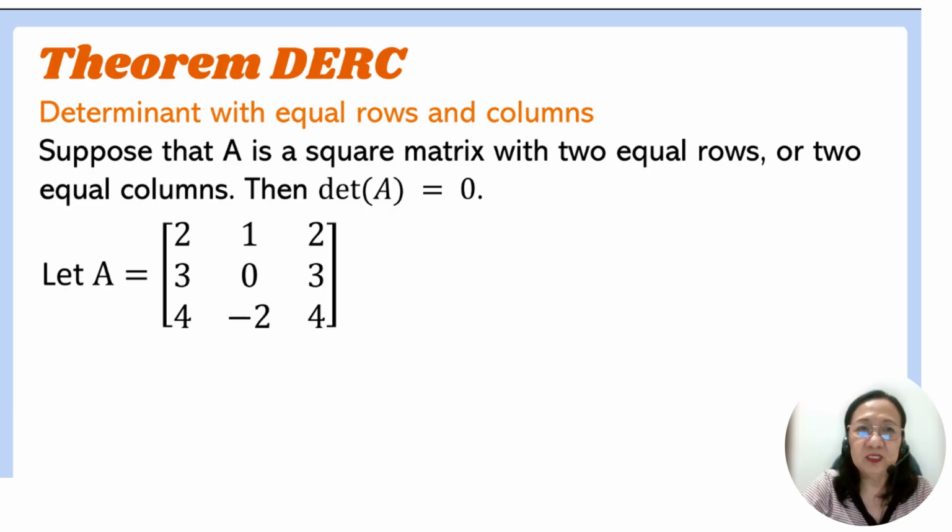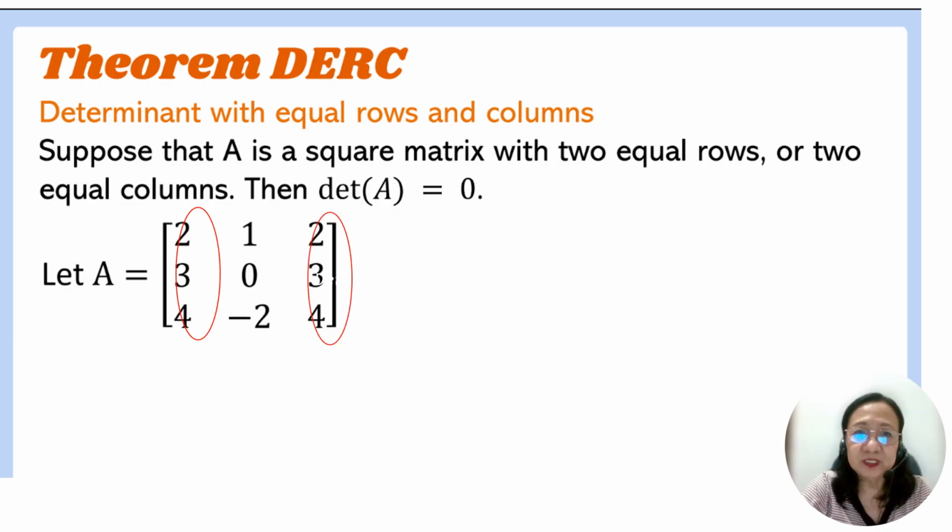Let's just see this one. Determinant with equal rows or columns. Suppose that A is a square matrix with two equal rows or two equal columns. Then the determinant of A is 0. So try to look at our matrix A. We have 2, 3, 4 in the first column as well as in the third column. 2, 3, 4.